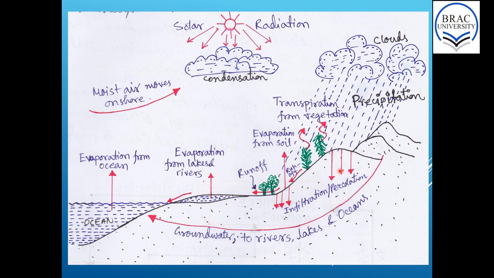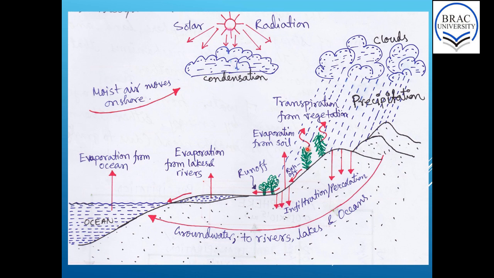Another process during precipitation is the absorption of water by trees. That part of water is known as interception. So absorption of water by trees or absorption of water by built-up region, that is an obstacle to infiltration. Maybe it's a building structure or road structure, or vegetation cover, whatever. That is interception.